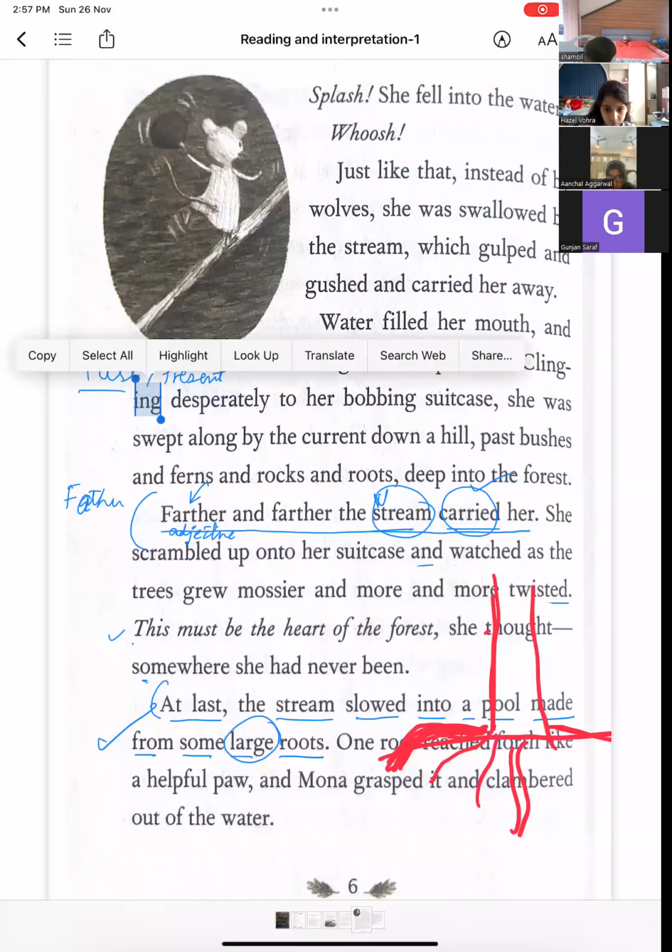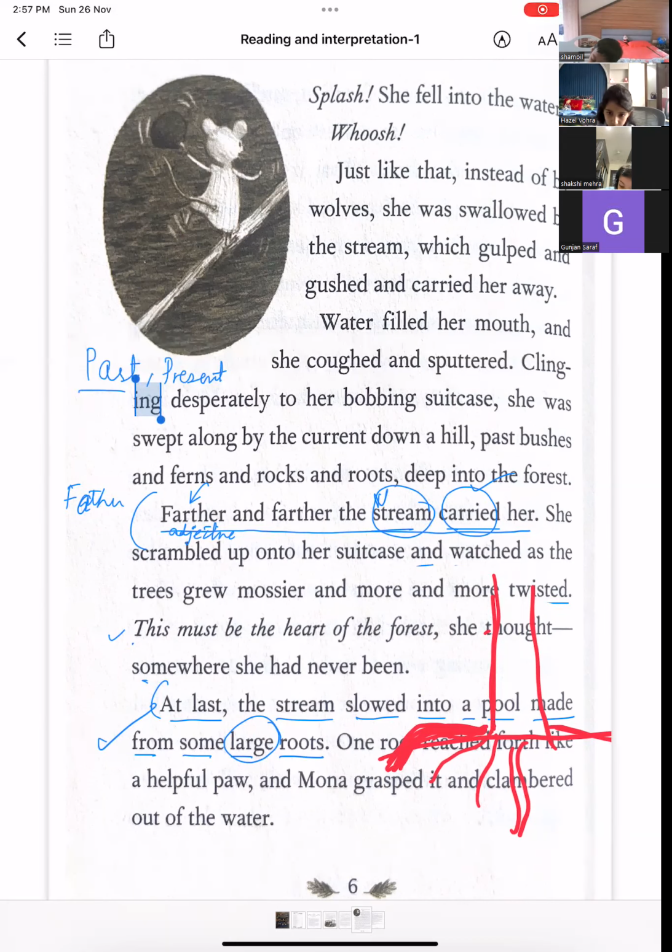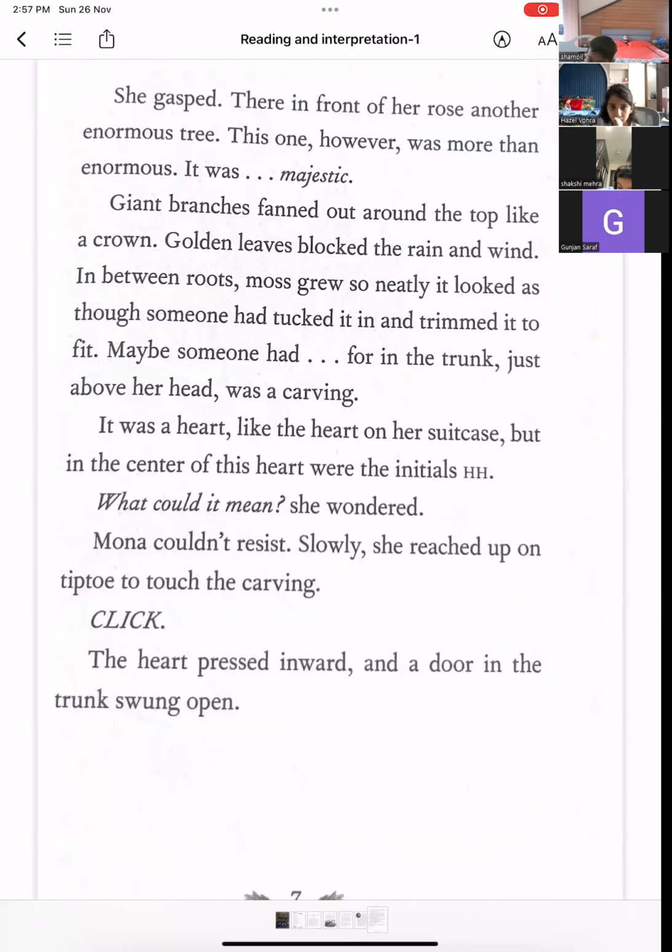These are words for coming out. Instead of saying the simple phrase coming out of water, you can use a vivid word like clambering out of water. Clamber is a verb which means coming out. Next, last page. She gasped. There in front of her rose another enormous tree. Now, this is not the rose plant, children.